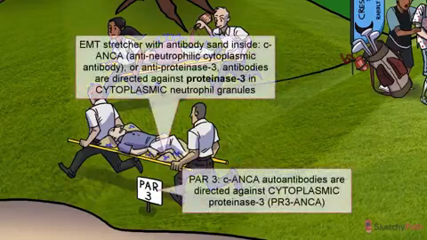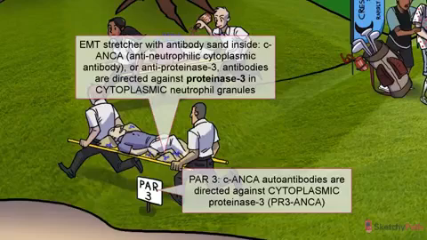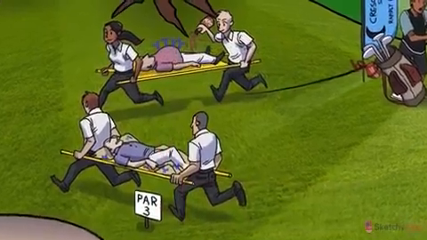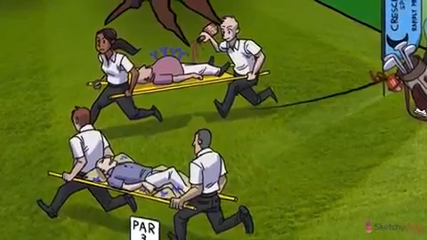P-ANCA, on the other hand, also called anti-myeloperoxidase, and sometimes even MPO-ANCA, is an antibody directed against myeloperoxidase in the perinuclear lysosomes in neutrophils. That's P for perinuclear.